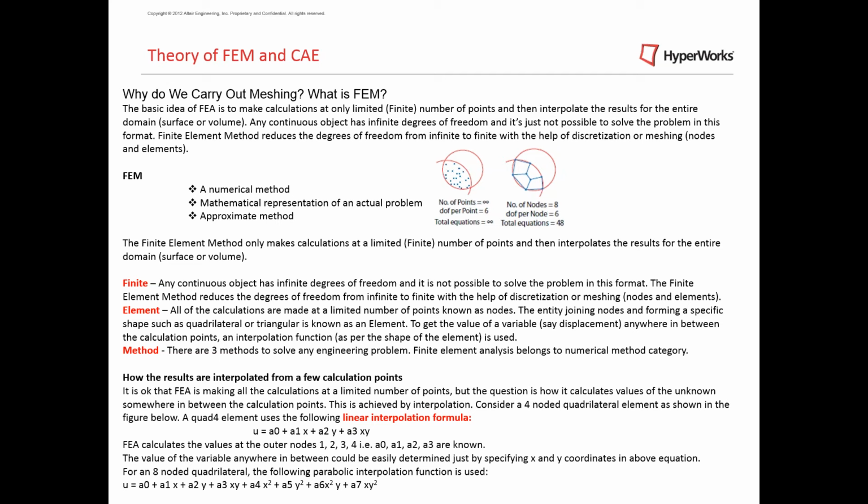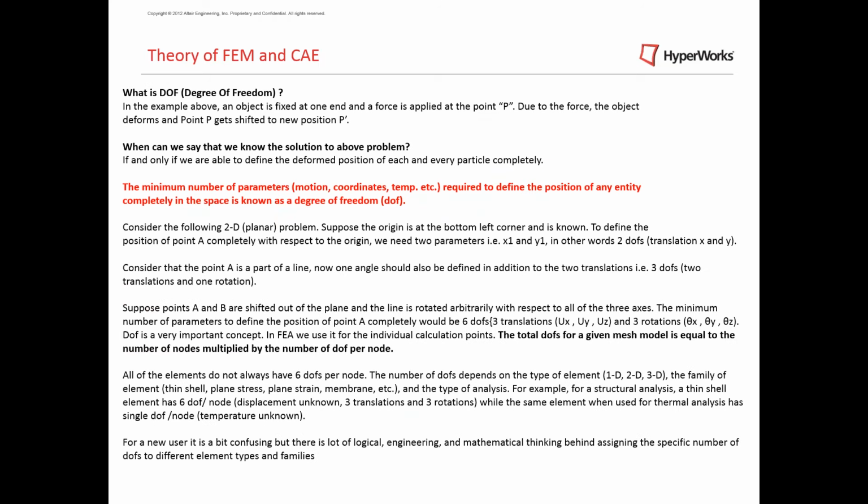Consider a four-noded quadrilateral element. A quad 4 element uses the following interpolation formula. FEA calculates the value at outer nodes 1, 2, 3, 4, that is A0, A1, A2, A3 are known. The value of variable anywhere in between could easily be determined by just specifying x and y coordinate in the above equation. For 8 noded quadrilateral, the following parabolic interpolation function is used.